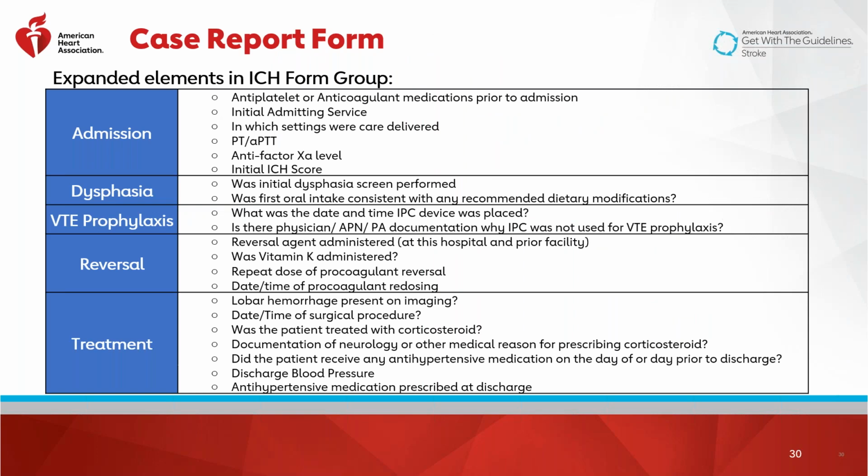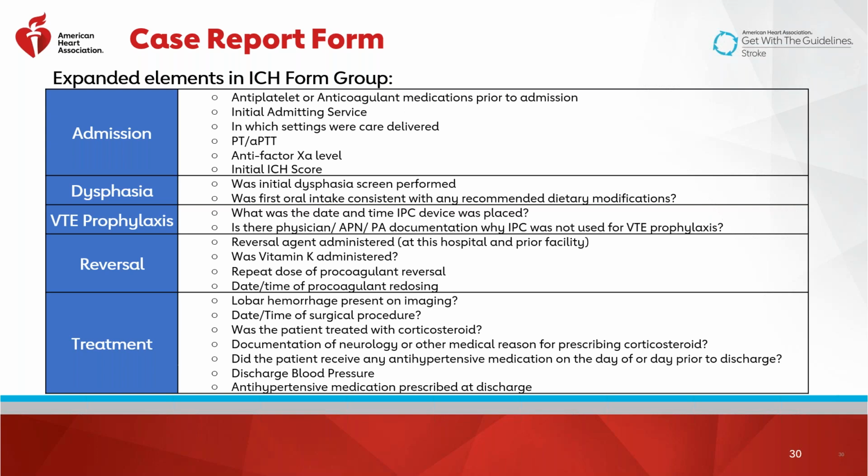Here's a brief snapshot overview of the additional data elements that are available and added to the tool in order to operationalize, again, those published measures from the work group. Not all of these are required, and not all of these are required for every single patient. Much like every other data element within Get With The Guidelines, many are conditional. So if you give a reversal agent, for instance, then it will ask the date and time, and it'll also ask what agent you gave. But if you don't, all of those downstream elements will not be required.